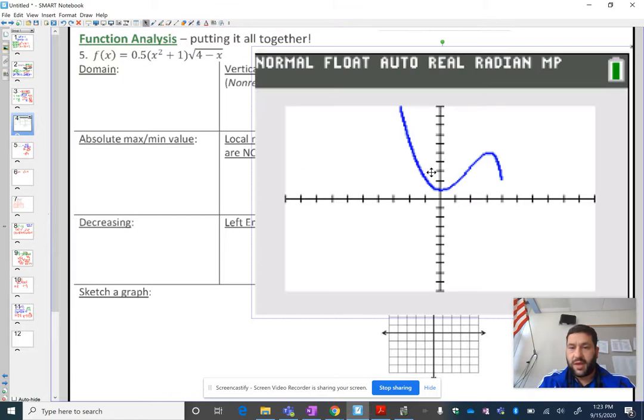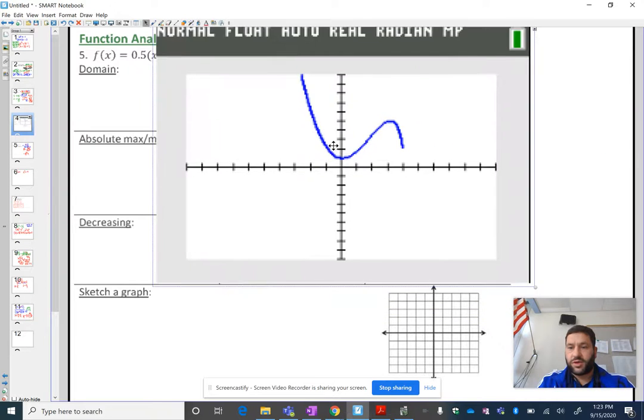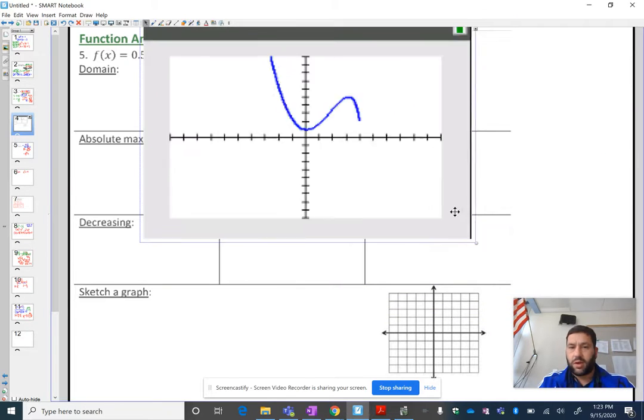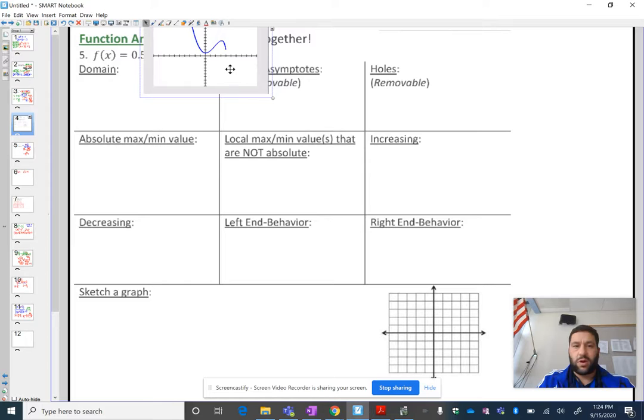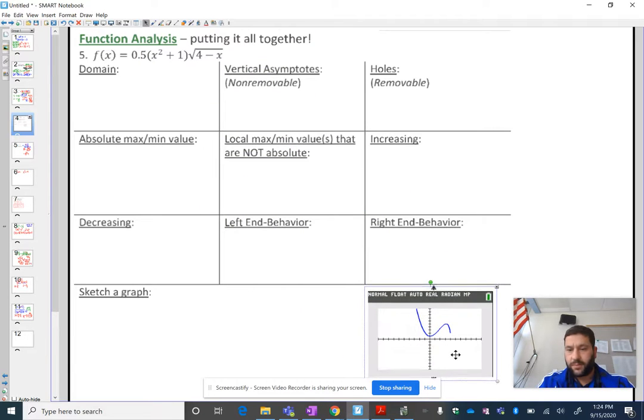All right, once you've done that, you should see the following graph, which I'm going to try to make smaller and put into the window. So before doing any of this work, let's see what we're working with, okay? This is what your graph should look like, and you should sketch that.